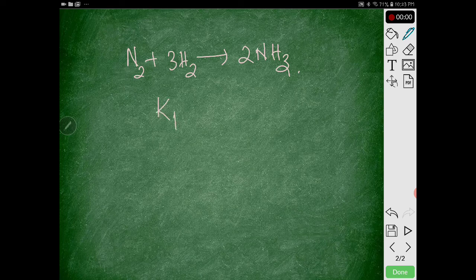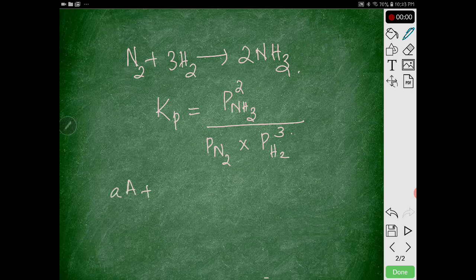Kp, that's how it is told. There it is Kc. Kp, the equilibrium constant in terms of partial pressure, is equal to the partial pressure of NH3 raised to the stoichiometric coefficient divided by the partial pressure of N2 into the partial pressure of H2 raised to 3. That's how, as usual.